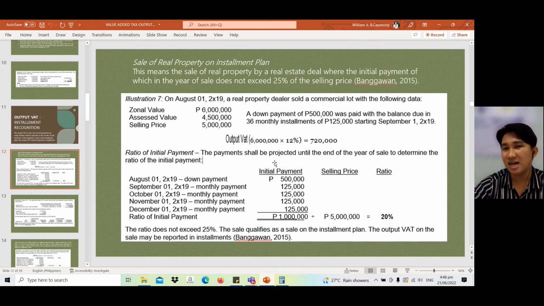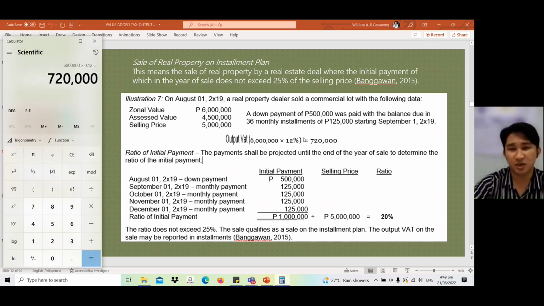Ngayon, so compute muna tayo ng output VAT. Ang output VAT is the higher between the selling price and the fair value. Ang fair value is the higher between the zonal and the assessed. 6 million as to 4,500,000, mas mataas talaga yung zonal. So ang zonal will be considered as our fair value versus the selling price. So the output VAT base is 6 million. Multiply that by 12%, that's 720,000 pesos.